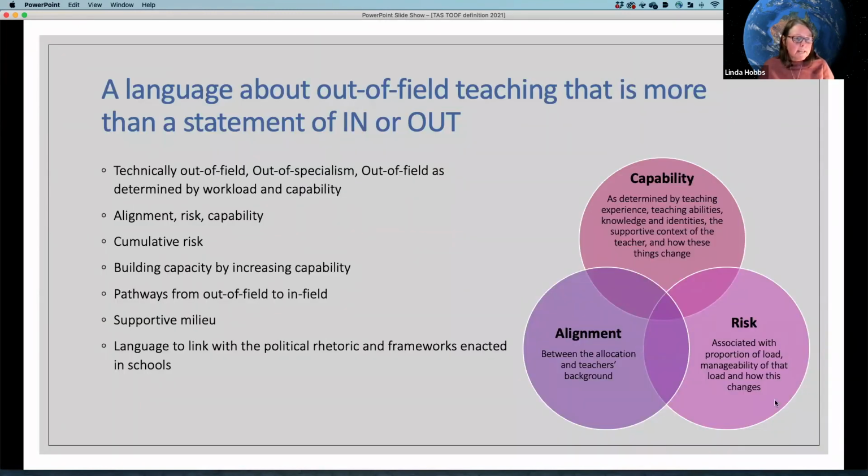But what it has done is highlight the notion of alignment, it comes down to the notion of capability, and also brings into the mix the notion of risk, which also came out of last year's symposium. Helen Watt used that word, so I borrowed that from her.